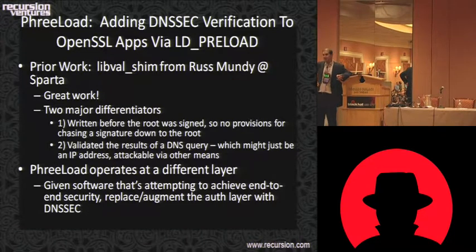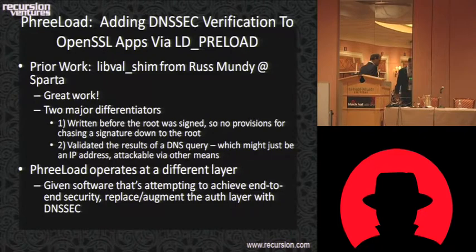The other thing that it did was Mundy's work was done assuming that the root would never be signed. Because frankly, for quite some time, it looked like the root would never be signed. So it doesn't do all the chasing and tracing and complicated stuff. It just says, I assume if I'm looking at foo.com, I know how to recognize foo.com. Phreeload is different. First of all, it does chasing. And second of all, it operates at the precise layer for the precise applications that are attempting to achieve end-to-end trust. It hooks SSL, not DNS.